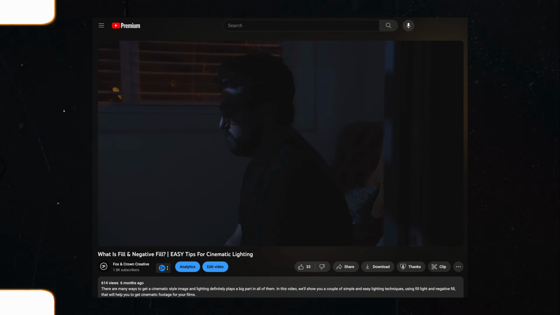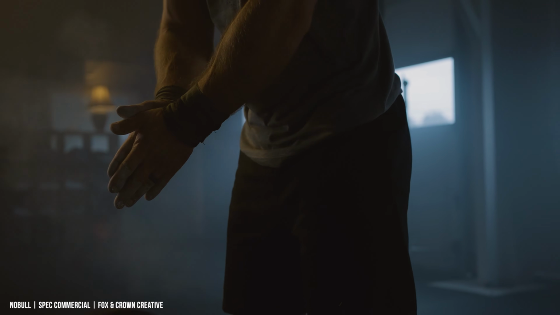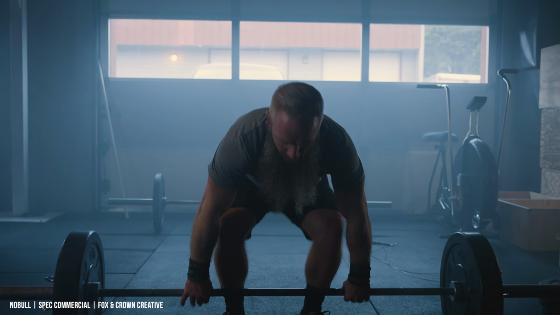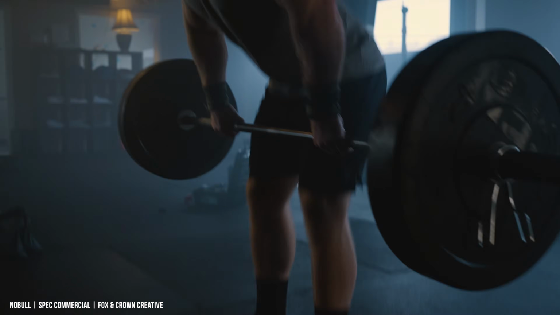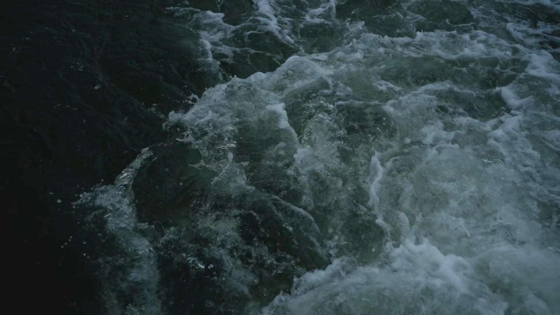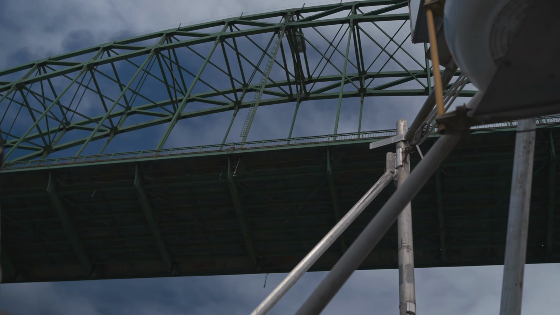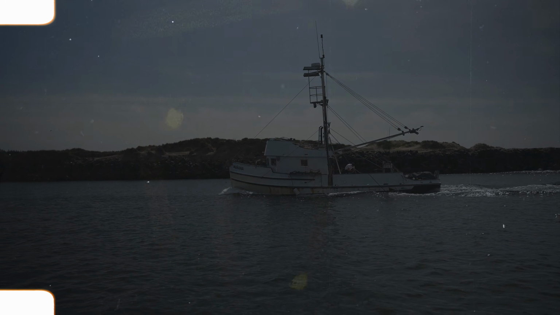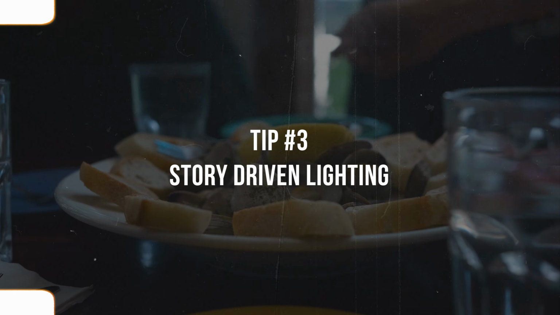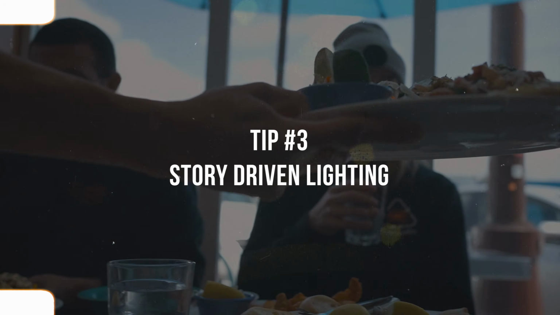Negative fill is definitely one of those things that you should keep on hand because it can add so much to your scene if you're looking for that moody style cinematic look for your videos. So now that we have these two tips down, motivated lighting and removing light, then you're already at a massive head start. But unfortunately, it doesn't matter a whole lot unless your decisions are made to drive the story. So let's dive into our next tip, and that is story-driven lighting.